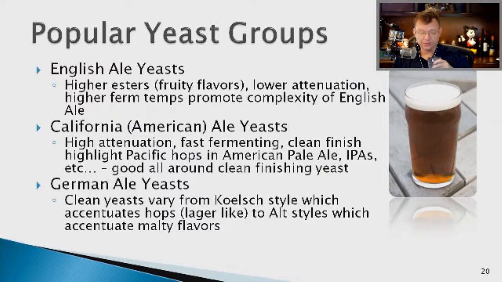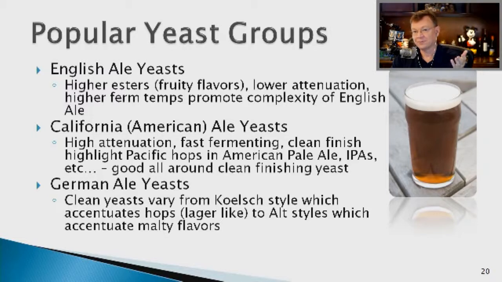Okay, so here are the popular yeast groups, and I'm going to talk a little bit about each of them and maybe show some examples here. English ale yeast, I already mentioned, are higher in esters and lower in attenuation. So you tend to get more complexity in the beer. You get these fruity flavors in the beer. The lower attenuation leaves some malty flavors in the beer. A lot of times these are fermented at higher temperatures, which gives you secondary fusel alcohols. So you get more complexity from an English ale yeast than something else, like a California ale yeast, which we'll talk about.